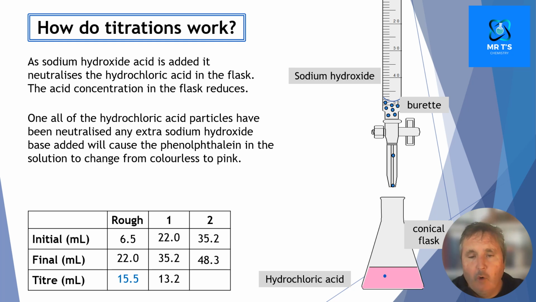I now record the result here, 48.3 milliliters it is, and I can work out the titer if I want, which is 13.1. And this video has shown you how on the particle level a titration works, and why the color changes, and why it's important that we use techniques to stop right on the color change if we can.